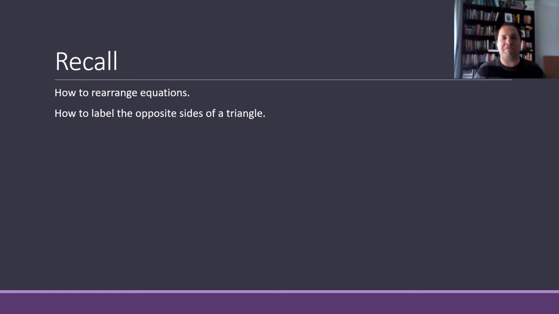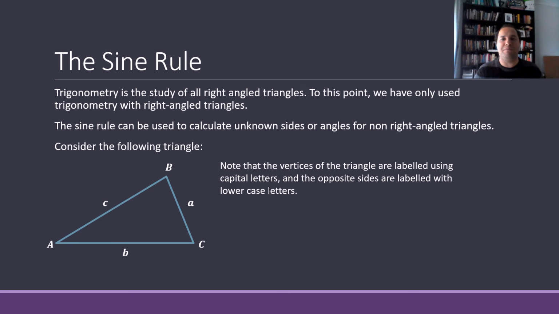Right, so some things you have to recall. You have to be able to recall mainly how to rearrange equations, and then how to label not all the sides of a right angle triangle, but in particular the opposite side when looking at a reference angle.